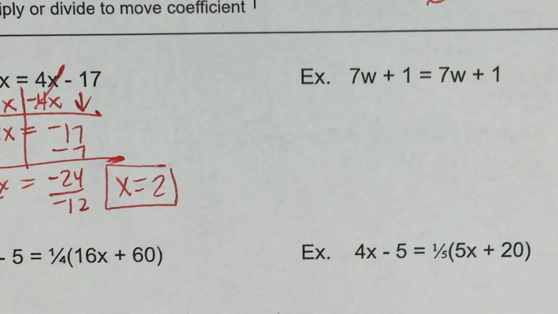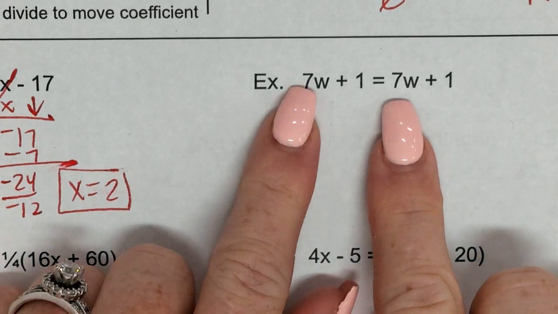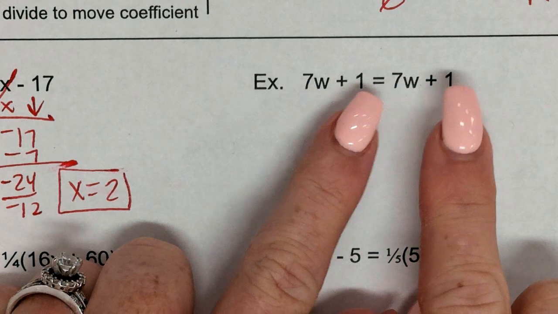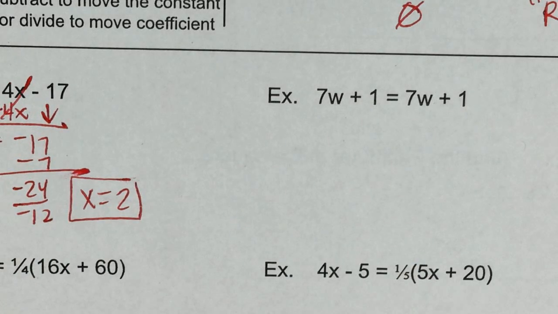Okay, look at the next one. What do you see right away? The slope is the same. The y-intercept is the same. They are the exact same line.